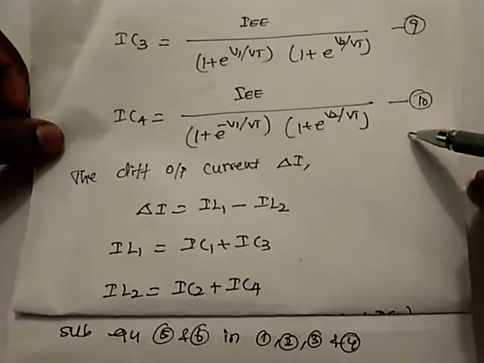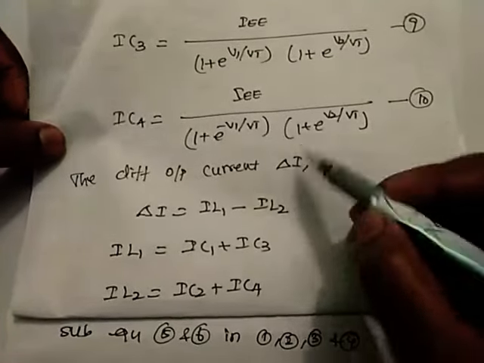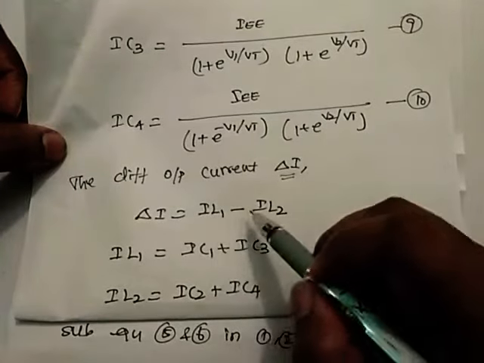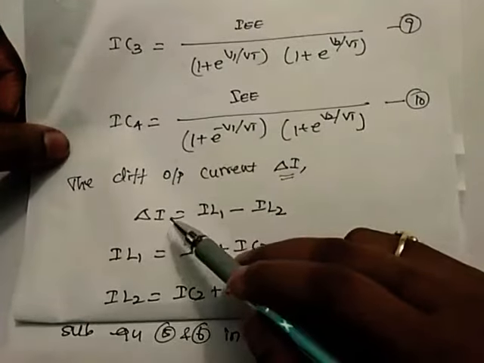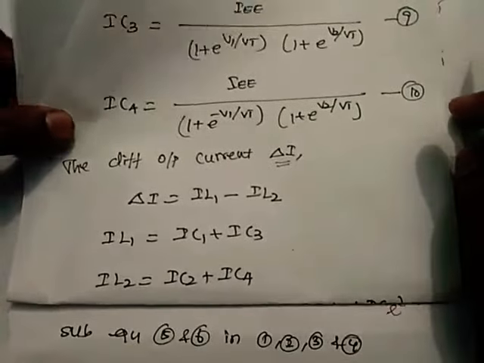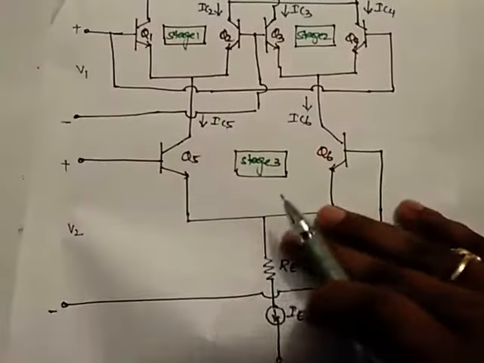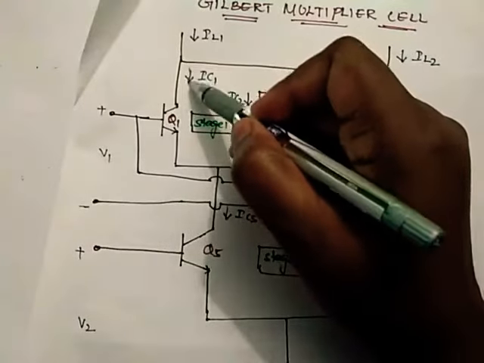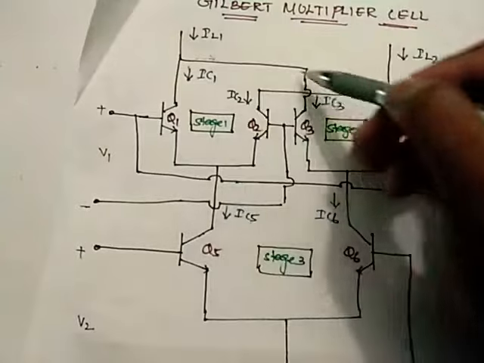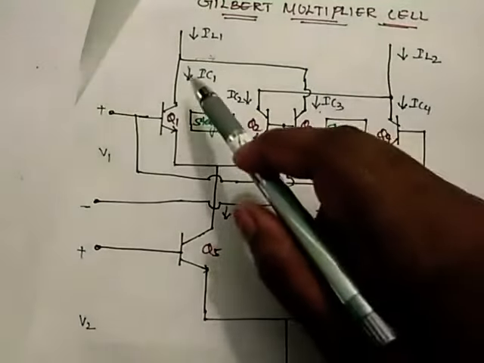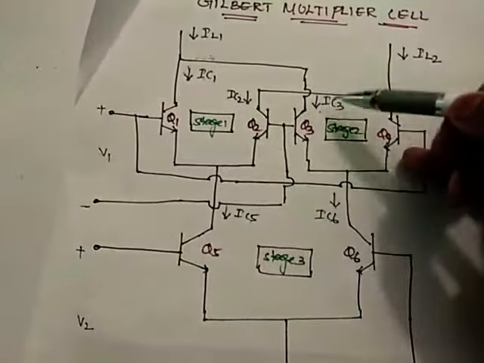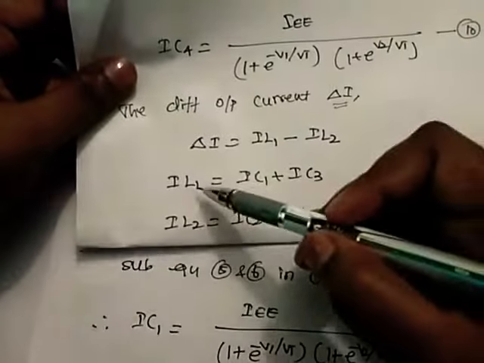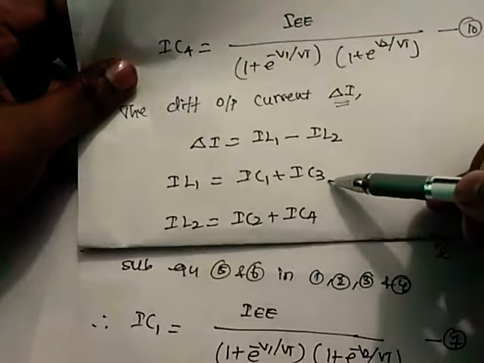Now, we know the differential output current is represented by del I. The difference between IL1 and IL2 is nothing but del I. So from this diagram, we can write the IL value, which can be split into two ways. This current is IC1 and this current is nothing but your IC3. So the addition of IC1 and IC3 is nothing but IL1. So we can write IL1 is equal to IC1 plus IC3.